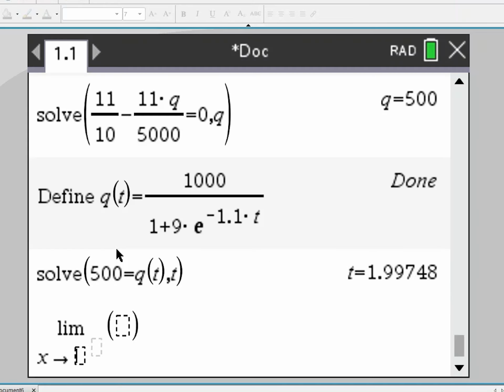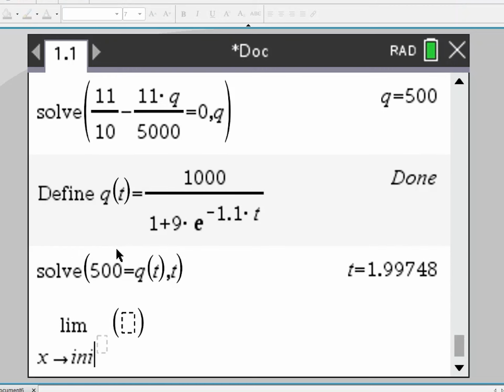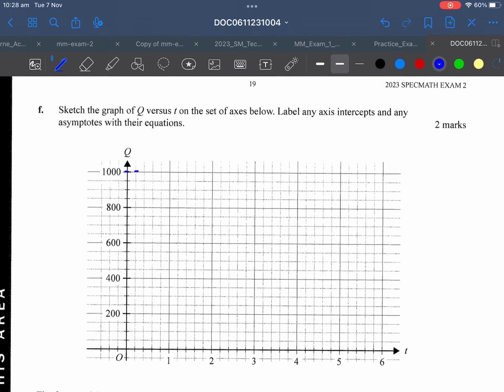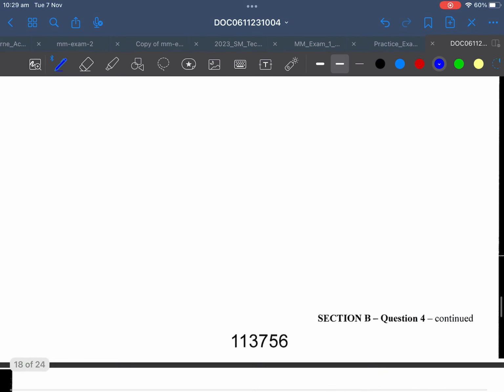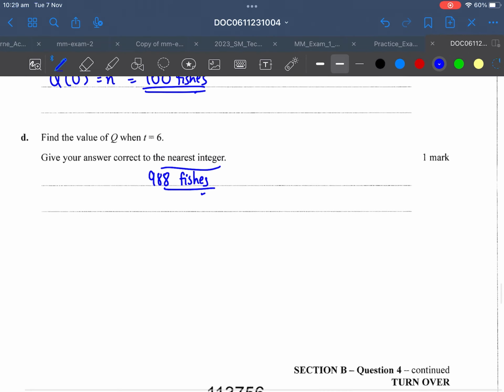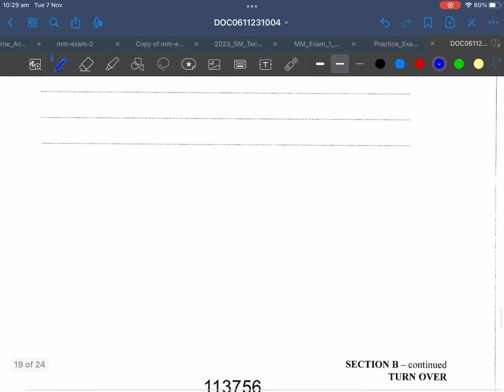So x approaches infinity of Q of x, I'll just say x. Okay, so 1000. So one of the asymptotes is going to be Q equals 1000, and the other one is going to be Q equals 0. So we know that the initial population is like 100, if I remember correctly. I can just quickly check. Yep, 100 fish.